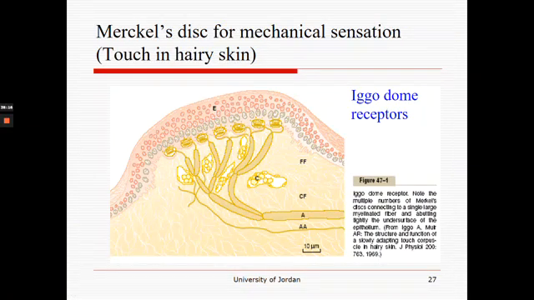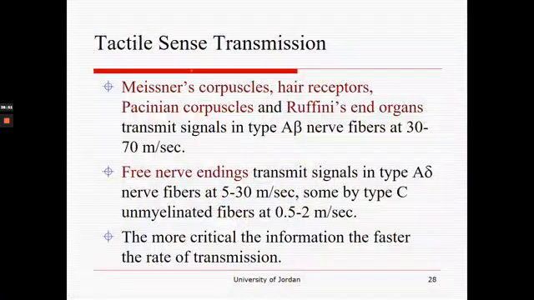This is the dome receptor, which is a division from the Merkel's disc, the Merkel end organ. Then they divide and form a dome under the epidermis. That's called the dome receptor. The multiple number of Merkel's discs, myelinated and operating under the epithelium, and they detect the touch. Now the Meissner corpuscles, hair receptor, Pacinian organ, Ruffini end organ.